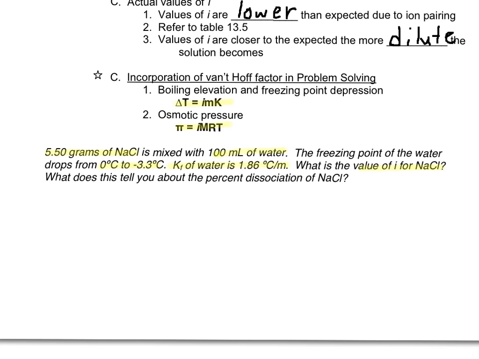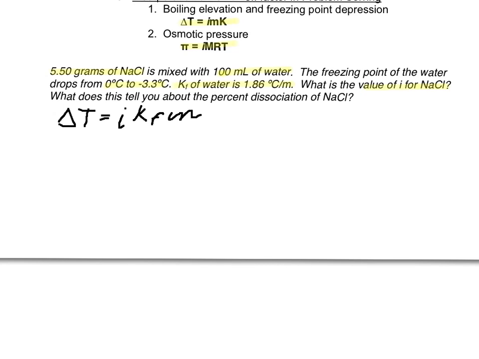Now, we would expect the value for i for NaCl to be 2. We know, however, it's going to be a little bit lower than that. So we can use our equation to figure out how much lower it's going to be. So why don't you go ahead, pause this, try it yourself, and then we'll check and see if you got it right. Okay, the equation we're going to use is just our freezing point depression equation with i in it.